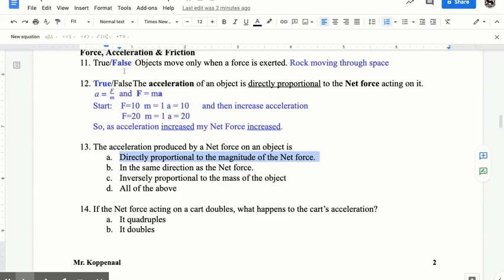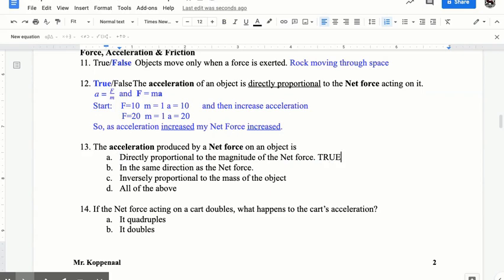So this is, again, just like the one before, we're talking about acceleration compared to net force. Okay, well, what do we find about acceleration and net force? Well, we found that acceleration is directly proportional to net force. Okay, so magnitude just means the number compared to direction. So I'm going to say this is true, okay?